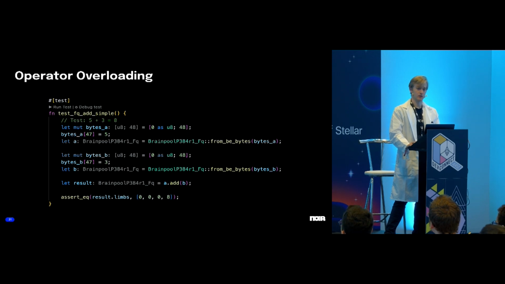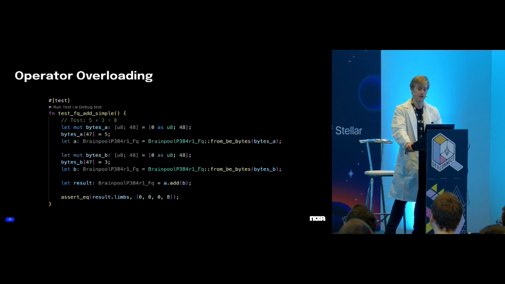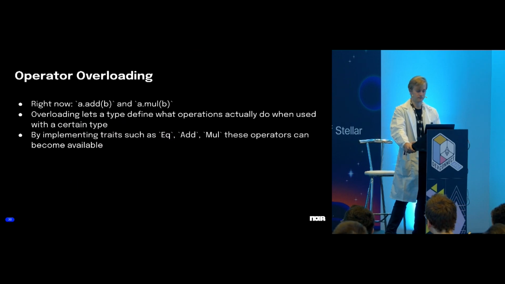We have the ability, though, in Noir to take advantage of operator overloading as well. And this is something very nice when you start working with our trait interfaces. So you can see it from our old test, we do a.add(b). It would be really nice to not have to do that, though. Operator overloading lets us define operations over different, more custom types. So we can implement traits such as EQ, Add, Mul, and these operators will then become available to those types.